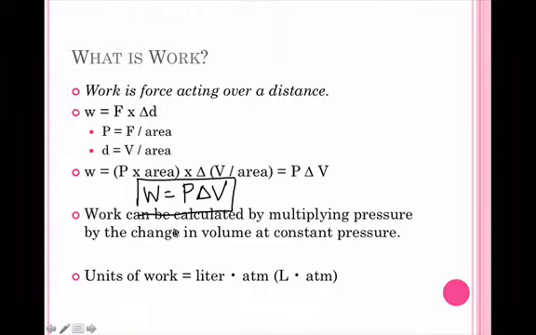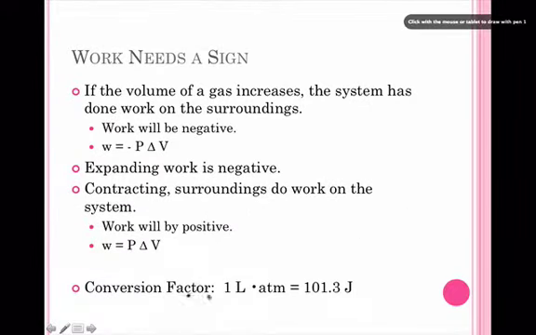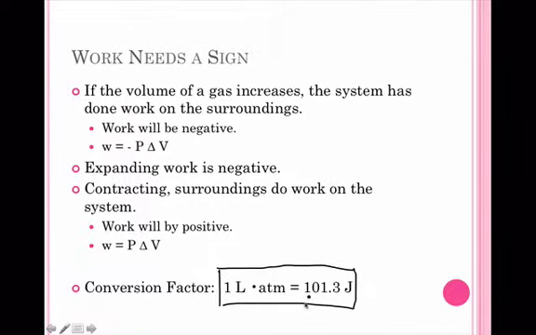Work can be calculated by multiplying pressure by the change in volume at a constant pressure. So when we're holding the pressure constant and we have a change in volume, we can calculate the work that's done. Units of work are liters times atmosphere. And I'm going to see if it's on the next slide. It is right here. That liter atmosphere can get you to joules. So 1 liter atmosphere is the same as 101.3 joules, and that's a really important conversion factor that we're going to use in just a second.